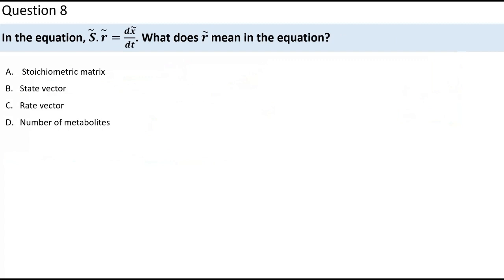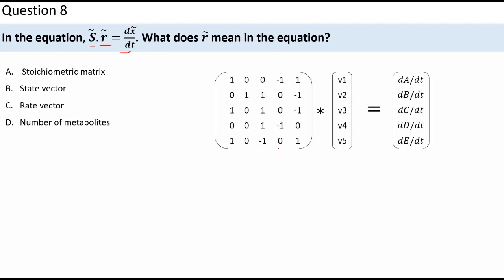In the equation S into R is equal to dx by dt, what does R mean in the equation? So this is what we were seeing some time before, right? Two questions before, we were discussing the rate. Here S is the stoichiometric matrix, R is the rate of the reaction, and dx by dt will be the accumulation term. So this is how a stoichiometric matrix looks, and as we were telling, A giving rise to B will have a rate of V1, similarly V2, V3, V4 for B to C and whatever reactions are present in the metabolic pathway. So here R designates the rate vector.